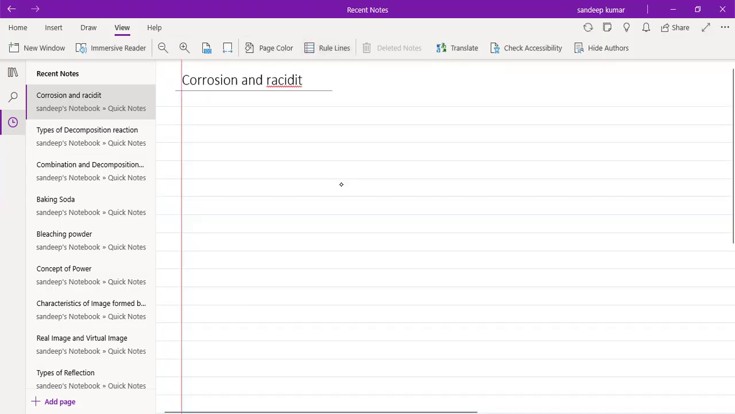So you can say corrosion, in simple words, is the process of destruction of a metal surface whenever it is exposed to air, water, moisture, gases, acid, base, salts, etc. First example: iron reacts with oxygen and hydrogen.